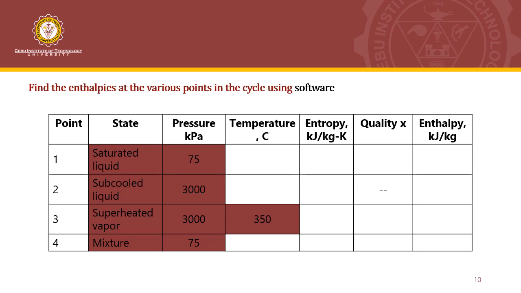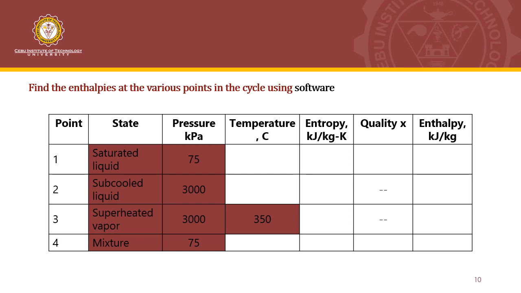You can also add other properties as may be necessary in the future computation. So on the problem, we have 4 points: point 1, point 2, point 3, and point 4. And by looking back at the given problem, point 1 is a saturated liquid, point 2 is a subcooled liquid, point 3 is a superheated vapor, point 4 the state is a mixture.